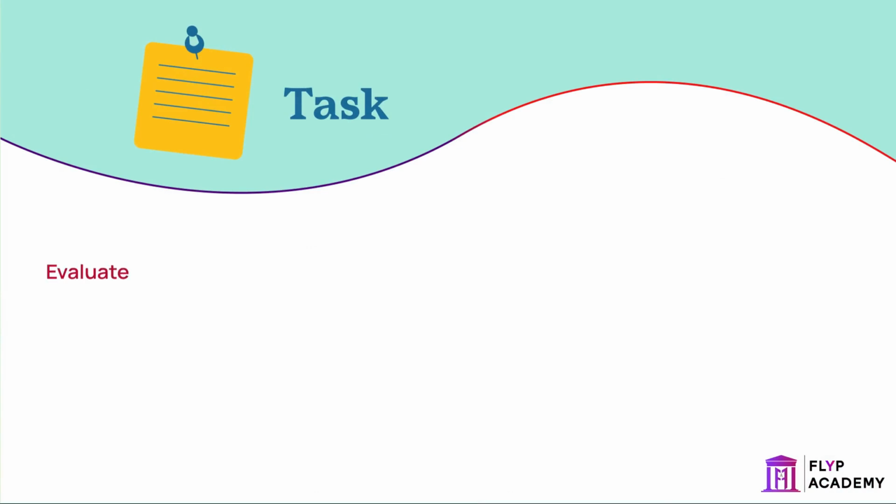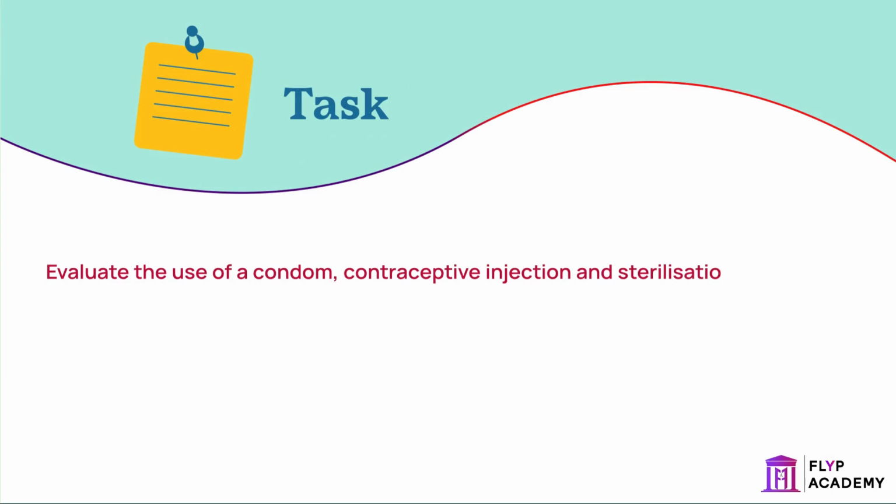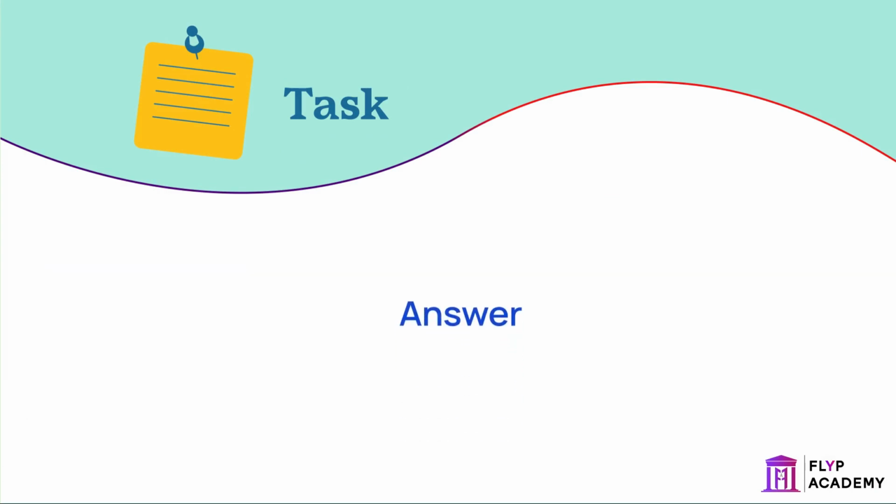Task: evaluate the use of a condom, contraceptive injection, and sterilization in preventing pregnancy. A condom protects from sexually transmitted diseases as well as pregnancy. It must be worn during intercourse and should be put into position beforehand. Condoms are very effective if used correctly. The contraceptive injection is long-lasting and doesn't require a daily tablet. However, it can cause side effects such as sickness and headaches.